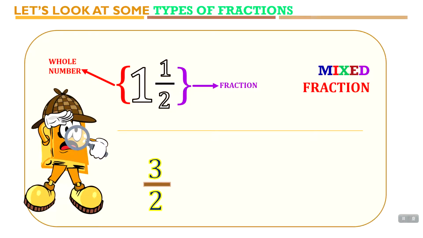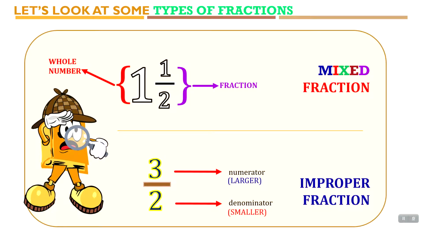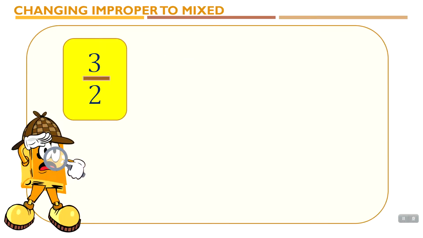3/2 is also a fraction. The 3 is the numerator. The 2 is the denominator. We can see that 3 is larger than 2. And when this happens, this is called an improper fraction. We can convert a mixed fraction into an improper fraction. Let's look how that works.